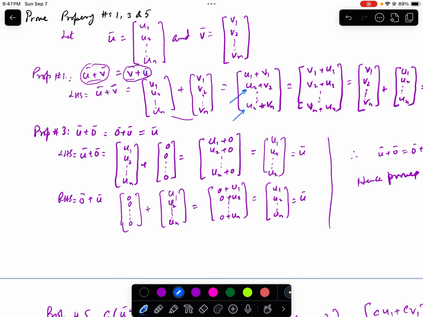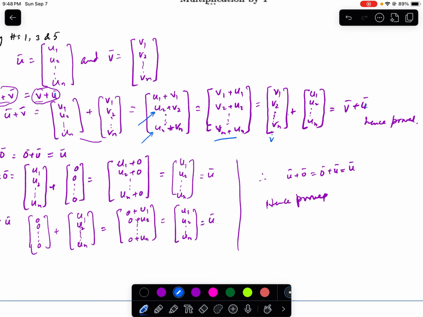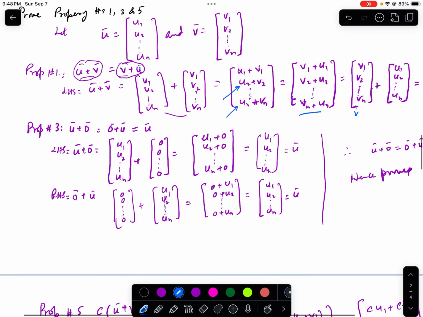But now because u1, u2 up to un and v1, v2 up to vn are real numbers and real numbers commute, so we are commuting them. We can write them as v1 plus u1, v2 plus u2, and so on, vn plus un. But what is this? This is just v plus u. So we can write it as the vector v1, v2 up to vn plus u1, u2 up to un. But what is this? This is v plus u. So hence we have proved the property.